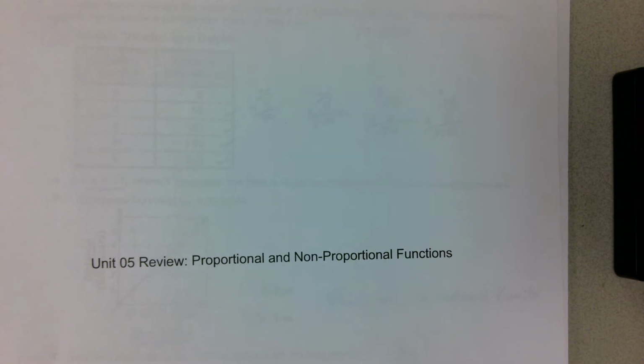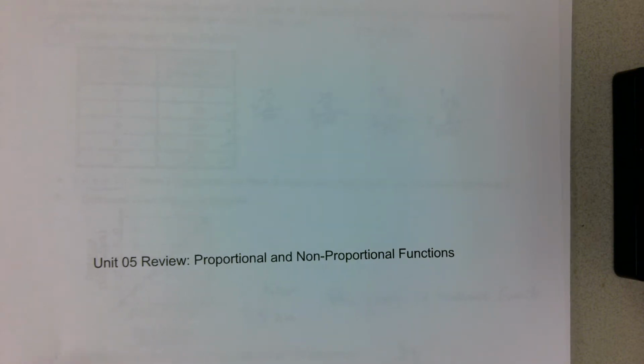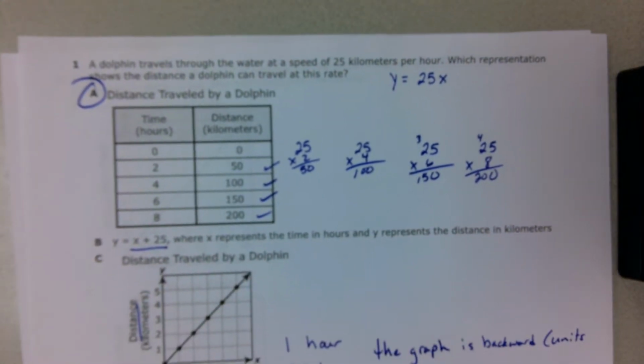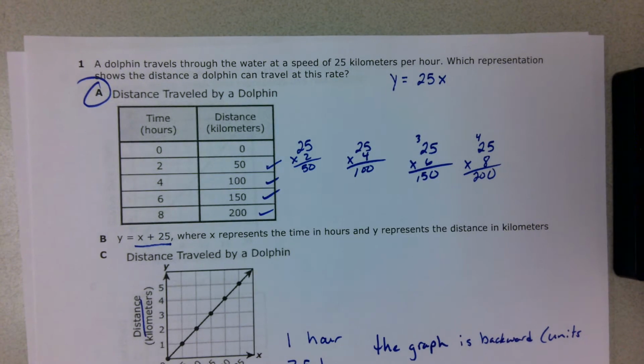All right, we're going to look at the Unit 5 review, proportional and non-proportional functions. Number 1, a dolphin travels through water at a speed of 25 kilometers per hour.